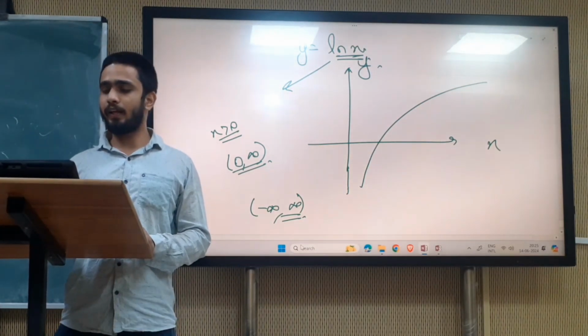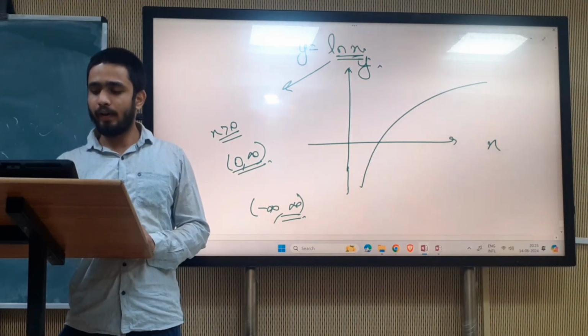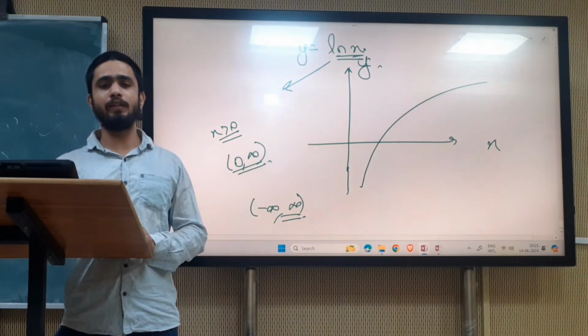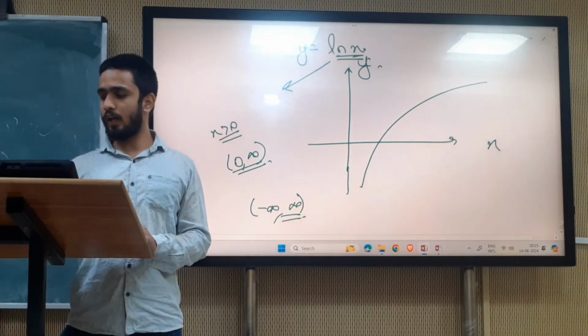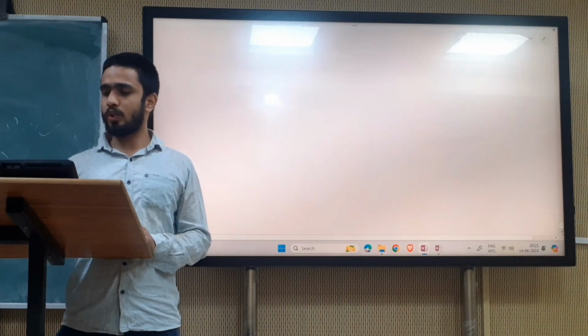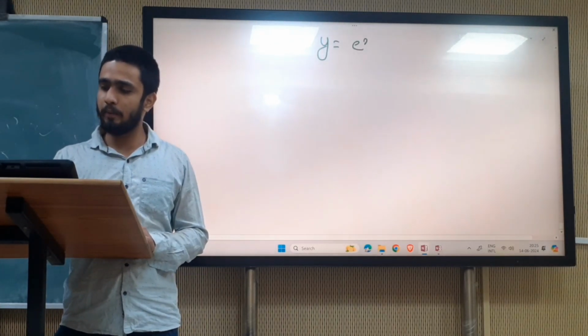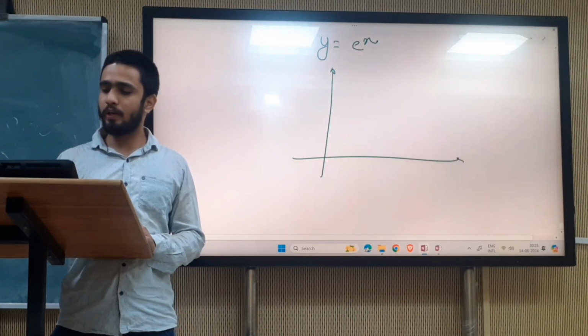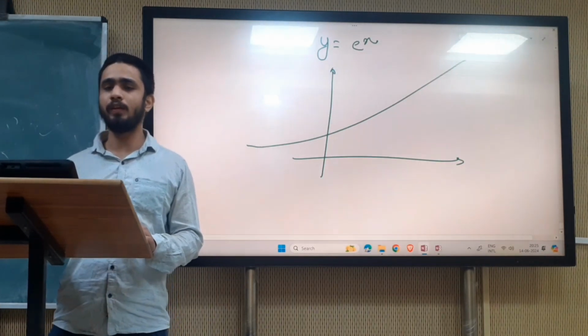Like this, by putting the values of the domain of the function, we can easily tell the range of the function. So let's see one more question. Suppose that y is equal to e power x. How is the graph of e power x drawn? The e power x graph is like this.